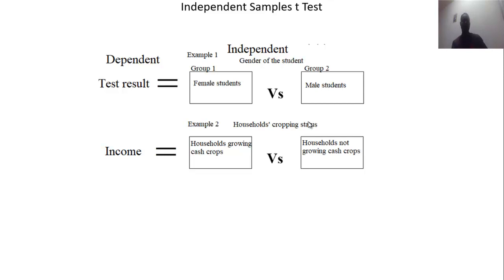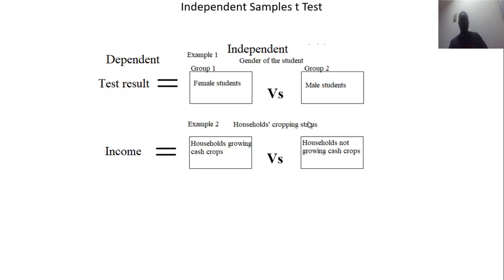For example, in this case, the test results of the students will be recorded. The female group's test results will be on one side, and the test results of male students will be on the other side, and then we will be comparing. We will be contrasting whether there is a statistically significant difference between the male students and female students.